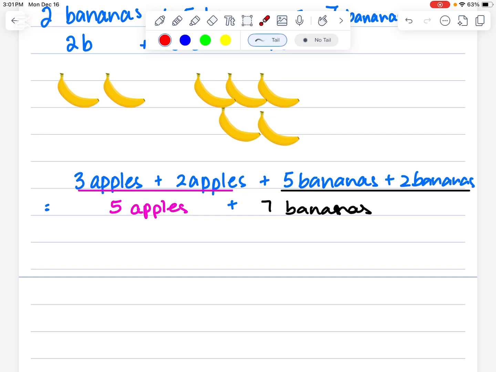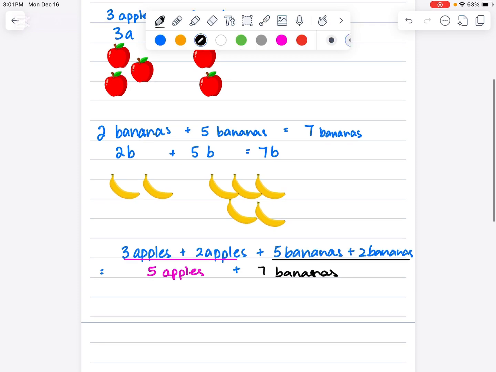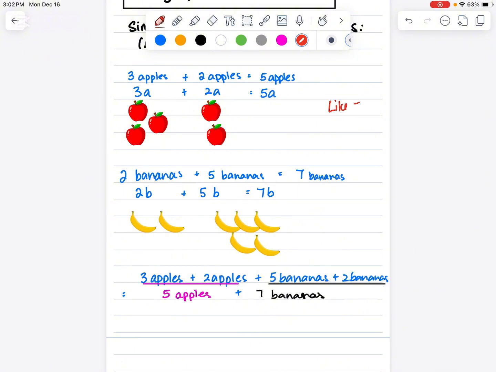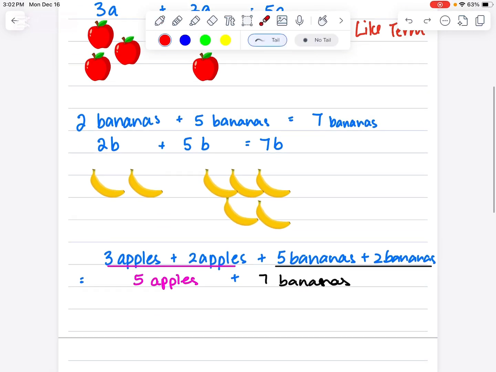Okay, but we have to stop there because I can't add apples and bananas together. I mean, I could say that I have 12 fruit, but now all of a sudden that's a whole different thing that I'm talking about. So I want to introduce you to the concept of something called a like term. So a like term are things that have the same variable and the same exponent. So for example, in this question here, these are like terms. They're different from these, but these are also like terms of one another.